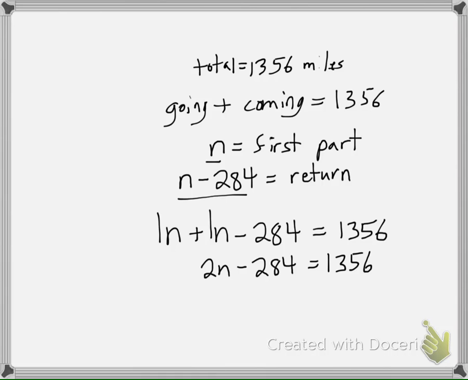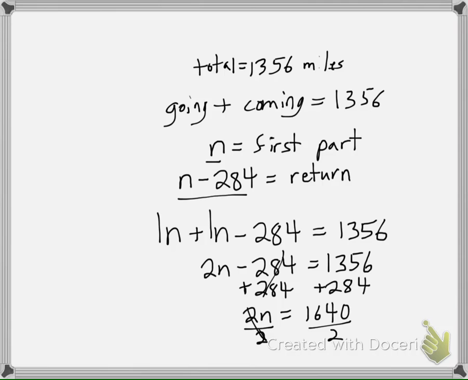Now, from here, it's just a two-step problem. I'm going to need to add 284 to both sides. So on this side, I'm left with 2N. And on this side, I get, somebody worked that one out in the calculator. 1,356 plus 284 is 1,640. Then our second step is divide by 2. And we get N equals, 536. Nope, 820.